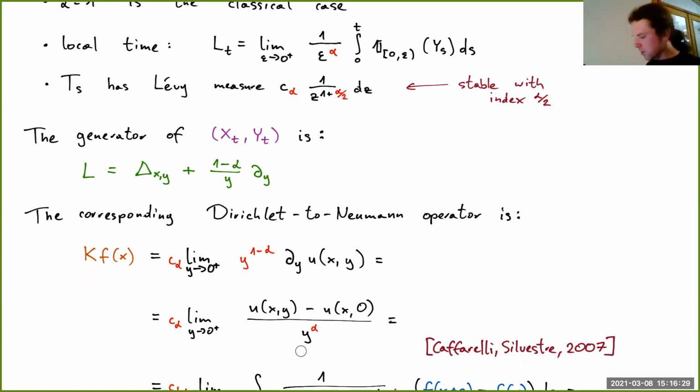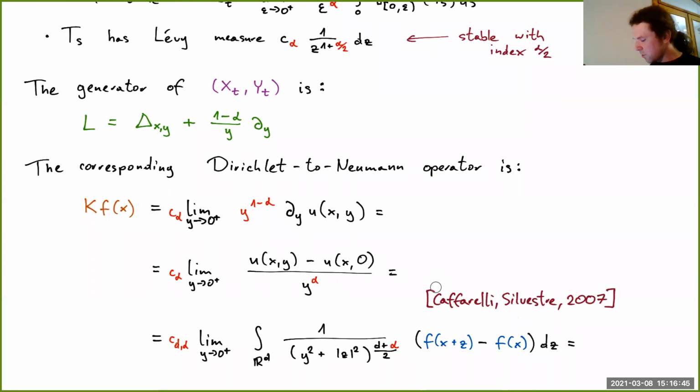So the crucial observation by Caffarelli and Silvestre from the 2007 paper, the famous one, is that you can express U in some sense in a similar way as you did in the classical case, namely as the convolution of the boundary data F with an explicit kernel, which is of the form y to the power alpha divided by (y squared plus z squared), just as in the Poisson kernel expression, to the power (d plus alpha) over 2 rather than (d plus 1) over 2. Okay, so now if you divide by y to the power alpha, then the factor y to the power alpha cancels out. And what you arrive at is that limit.